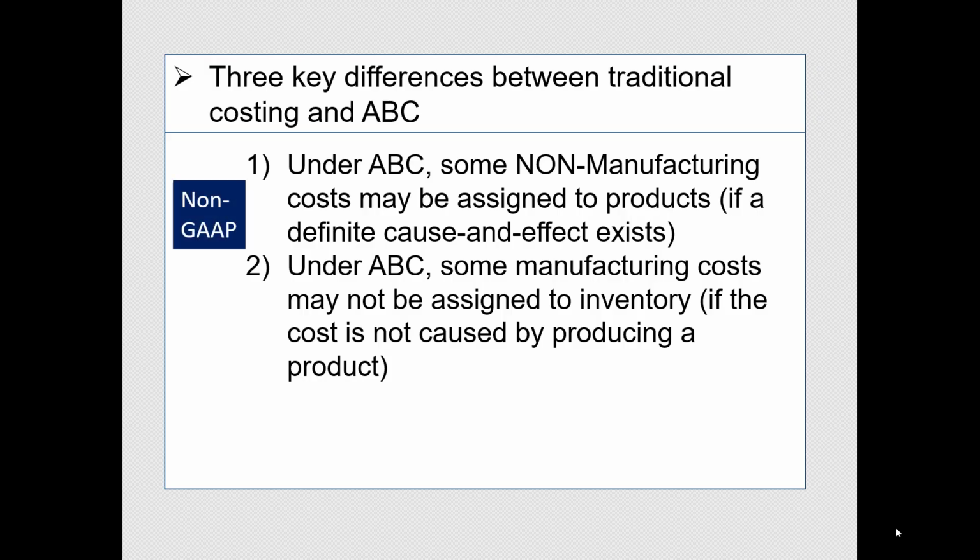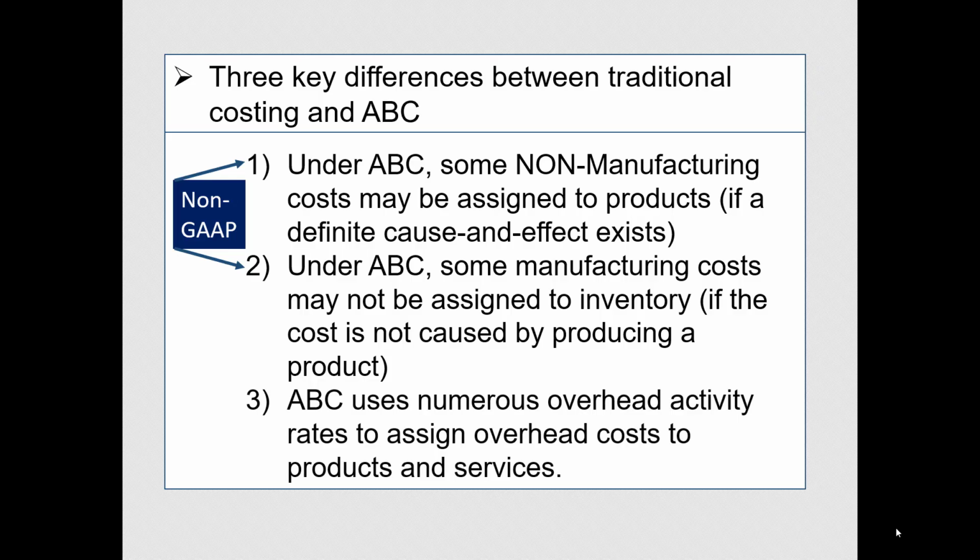Therefore, your activity-based system may not be in compliance with GAAP, because according to GAAP, you cannot assign non-manufacturing costs to inventory, and you must assign manufacturing costs to inventory. Now, the third difference you'll see is that in ABC, we'll have numerous activity rates.